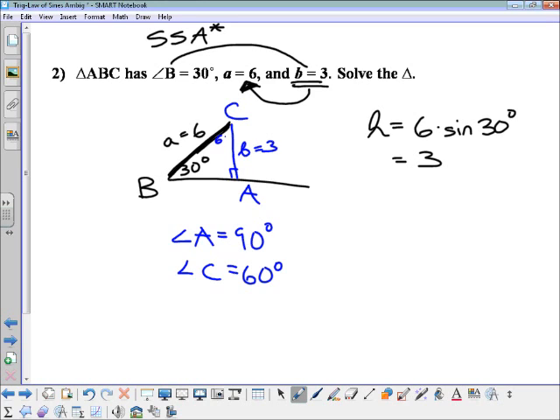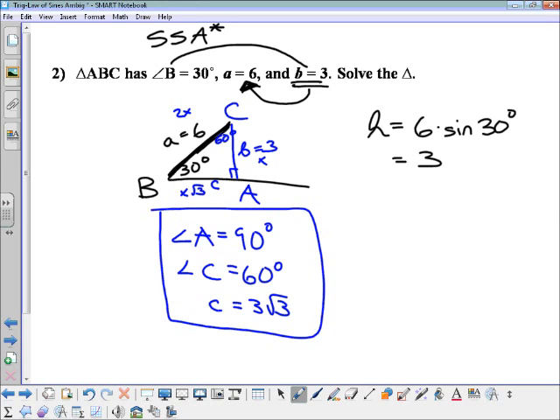And since this is a 30, 60, 90 degree triangle, we know the sides are x, 2x, x root 3. So little c has to equal 3 root 3. Okay, so that one was not bad. Happened to be a nice triangle. Didn't have to use law of sines at all. If it's not a nice angle, again, you can figure out this angle quickly. You can use SOHCAHTOA or law of sines. Once you figure out a side, you could use Pythagorean or law of sines or SOHCAHTOA.